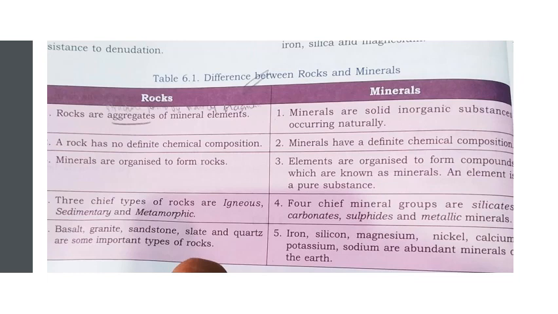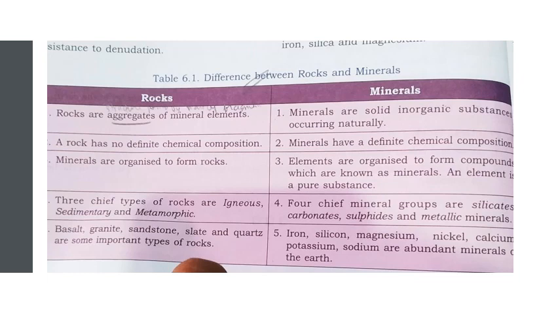So, rocks are aggregates of mineral elements, meaning when a number of minerals join together, they combine together, they form rocks, whereas minerals are solid inorganic substances which occur naturally. The second point of difference is that a rock does not have a definite chemical composition, while the minerals have a definite chemical composition. Minerals are organized to form rocks, whereas elements are organized to form compounds, which are known as minerals. An element is a pure substance.